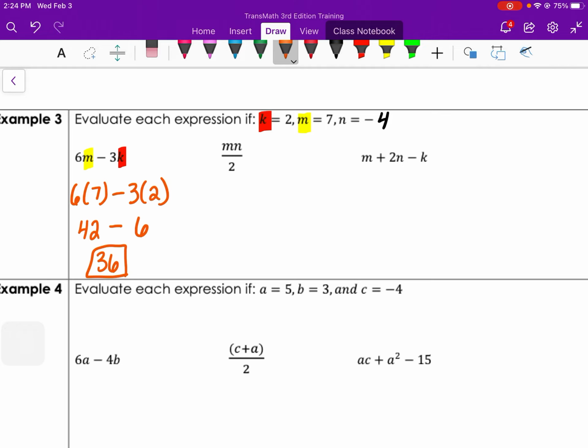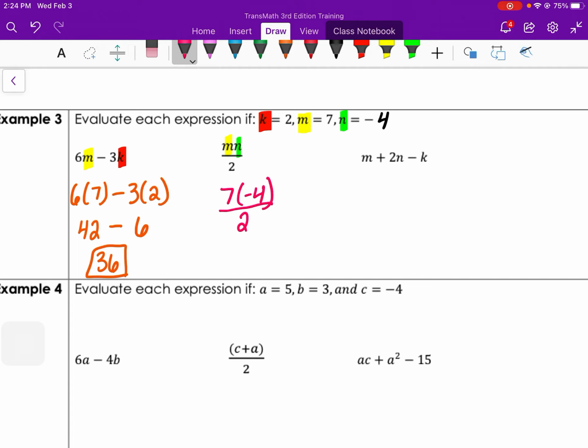Okay. On this one, I have an M and an N, so wherever I have an N, I'm going to plug in -4, and whenever I have an M, I'm going to plug in 7. So in this one, I have an MN on top. That means M times N. So this would be 7 times -4, and then over 2.